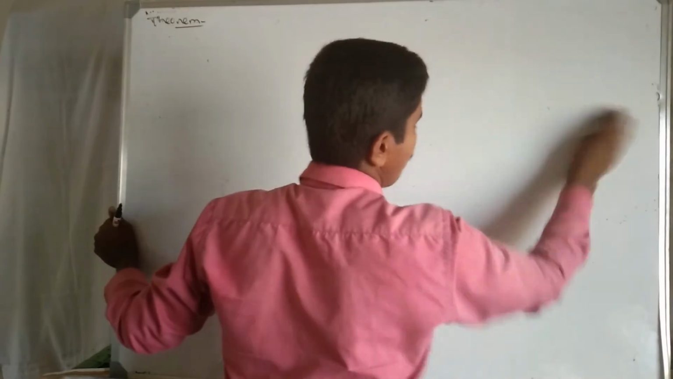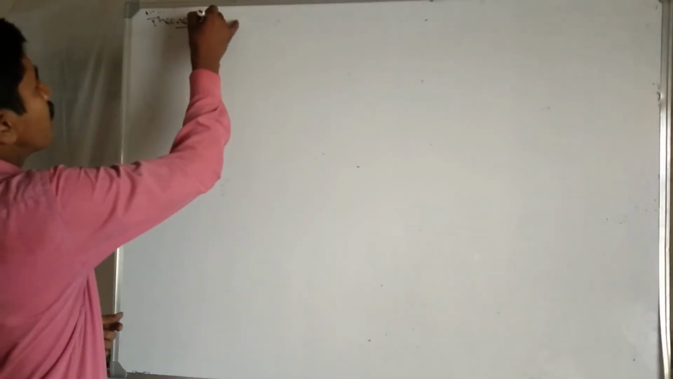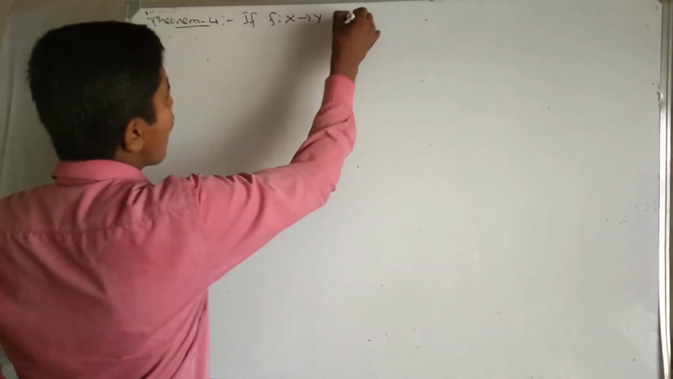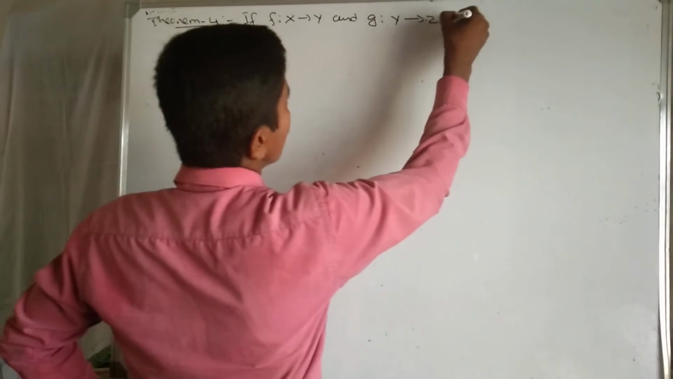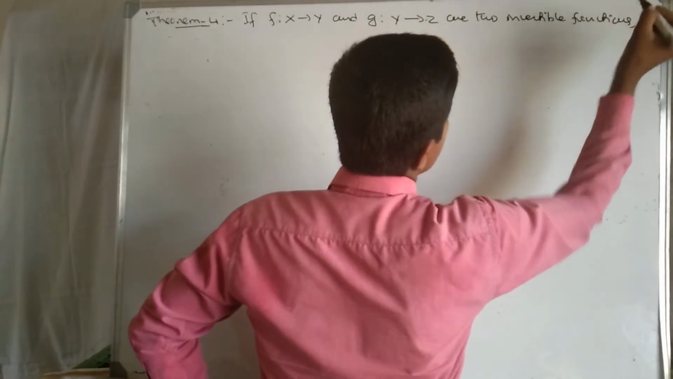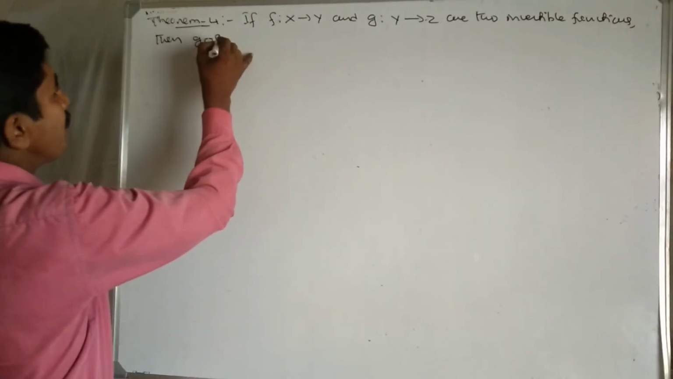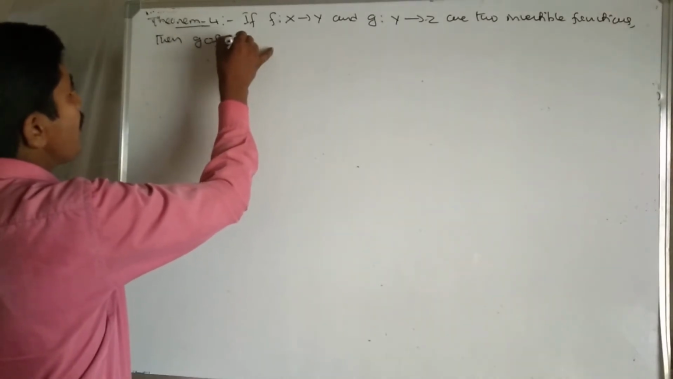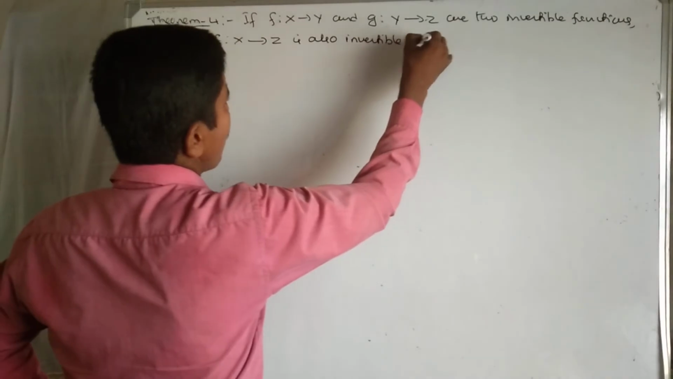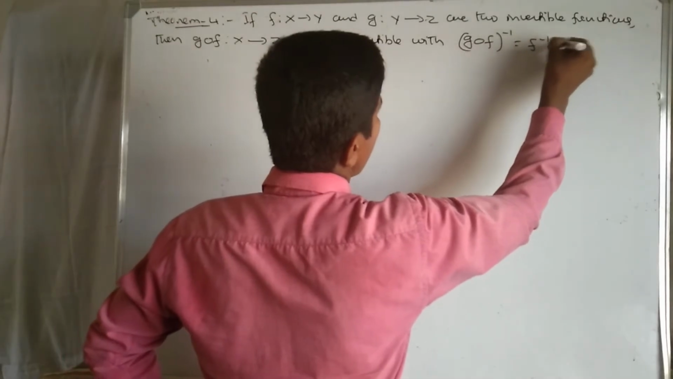So now I'm going to the fourth theorem. If f from X to Y and g from Y to Z are two invertible functions, then g∘f from X to Z is also invertible with (g∘f) inverse equal to f inverse ∘ g inverse.